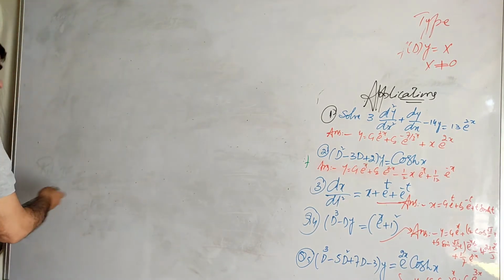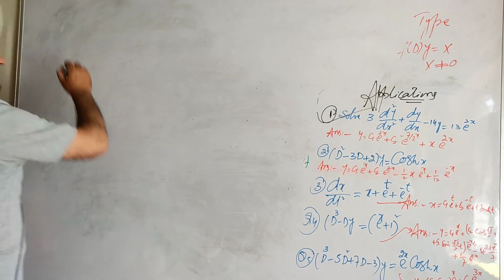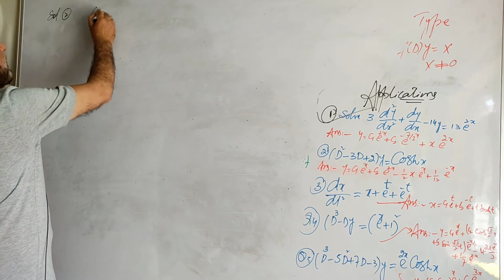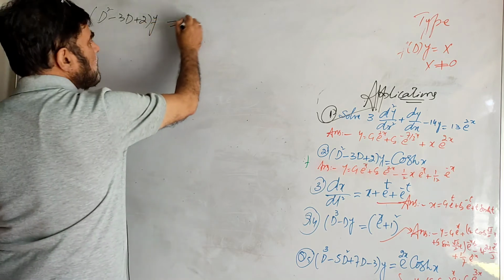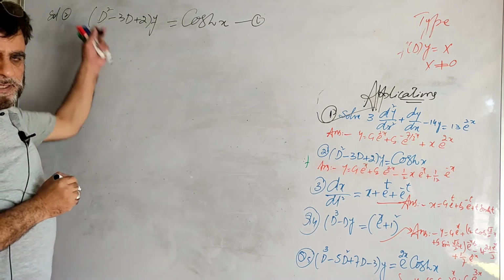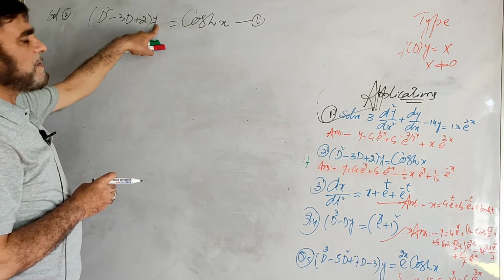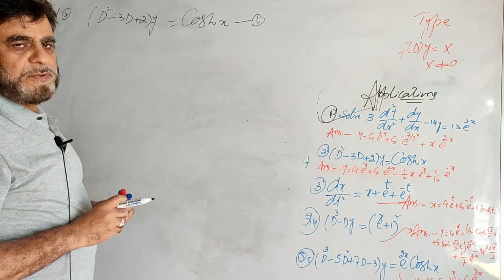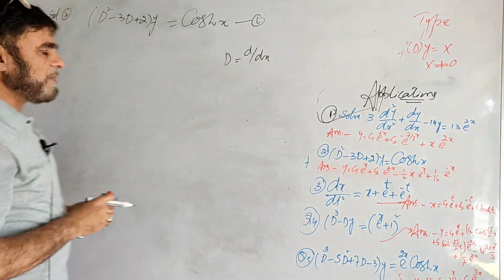Okay, we have done this one. We go now to the solution of the second problem. It is d square minus 3d plus 2 y is equal to cos hyperbolic x. This is your differential equation. Now here symbolic representation is given, and it is understood that this d is d by dx, because y is the dependent variable and x is the independent variable. If it is not mentioned, then it is okay, d is d by dx. There is no need of mentioning this.